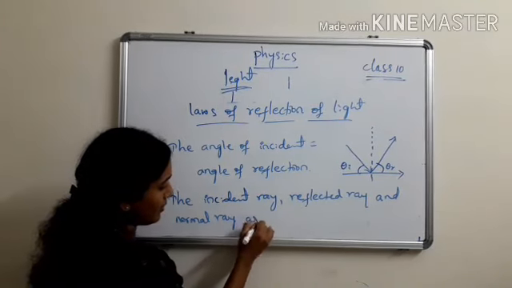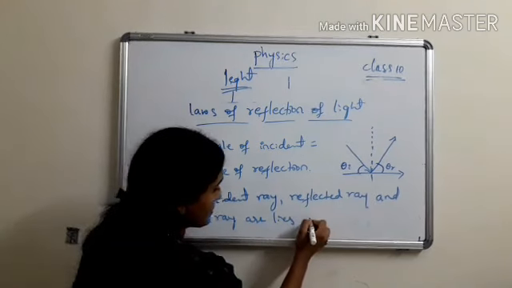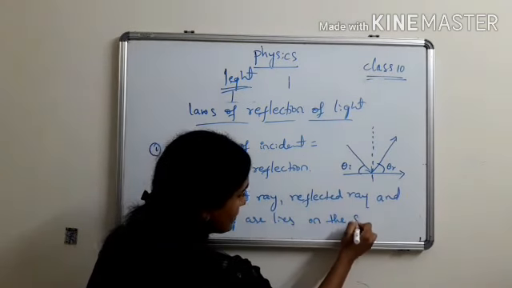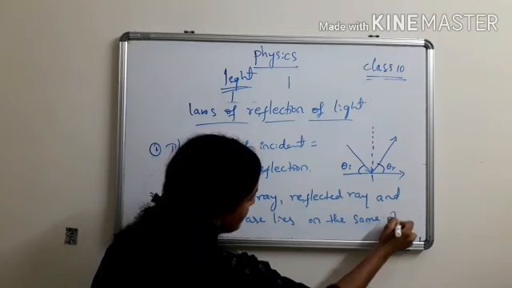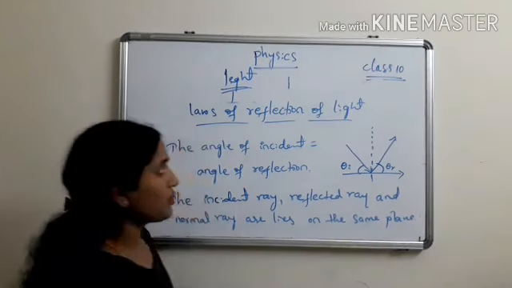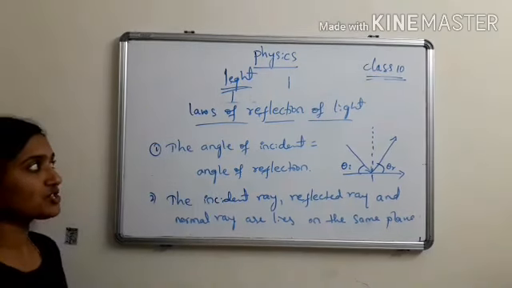Normal ray are lies on the same plane. See, these are the two important laws of reflection of light.